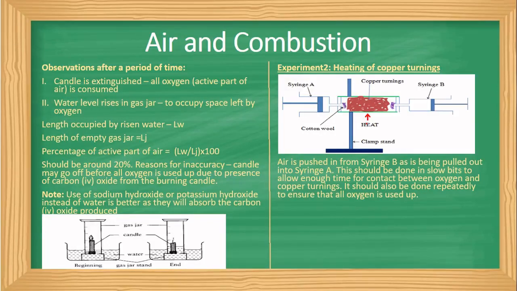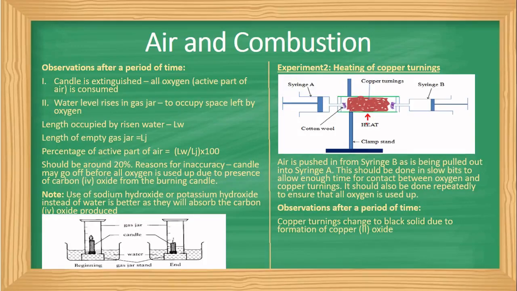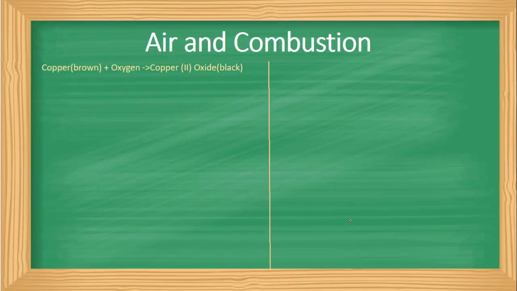Also, it should be done slowly so that you give air enough time to react with, or to have contact with, the copper turnings. So what will happen at the end of the experiment, or after some time, is that the copper turnings will change from brown to black. As you can see, it's brown because copper metal is brown, but once heated, copper 2 oxide will be formed and it is black, so the brownish will turn to black. So the reaction there is copper plus oxygen to form copper 2 oxide.